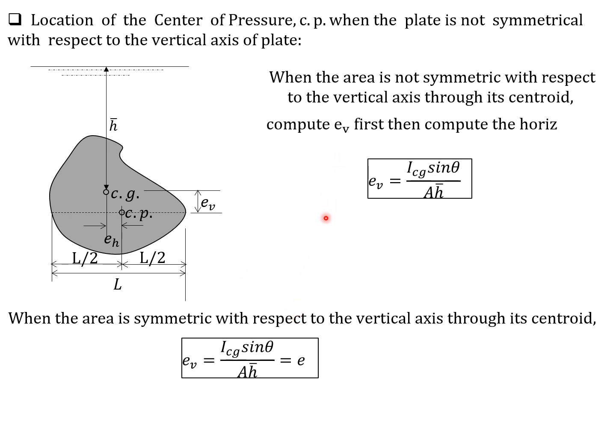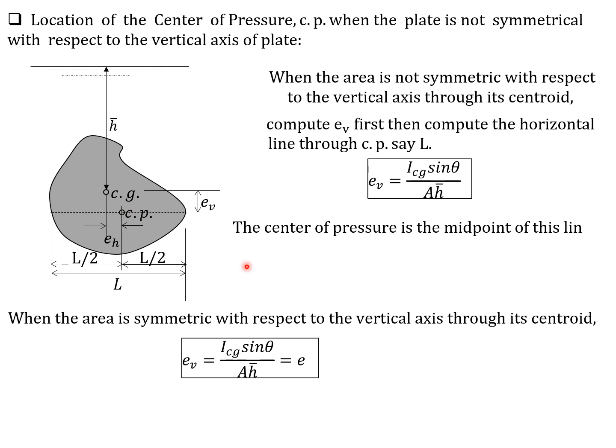So compute E sub v first, then compute the horizontal E sub h. Compute the length of the horizontal line through the center of pressure, say L. Then from there we can locate the center of pressure, so that we can evaluate E sub h. So that is it. Now let's proceed to the principles on fluid pressure on curved surfaces.